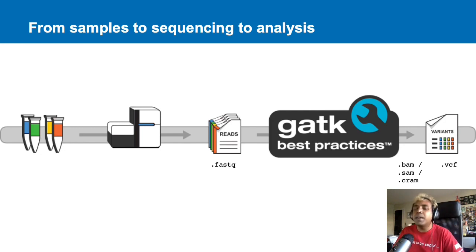SAM is the non-binary version of the BAM files, sequence alignment map files, and CRAM is the smaller version that is commonly used right now, especially at the Broad. So GATK would process FASTQ. The intermediary files would be the BAM, SAM, or CRAM files that you can save, which have a smaller size and easier portability. And finally, using GATK, you would produce variant-ready VCF files.